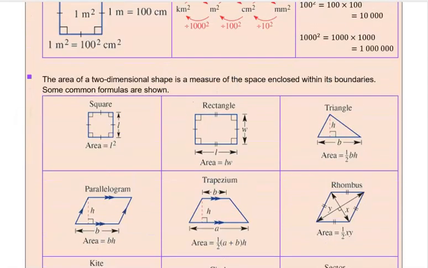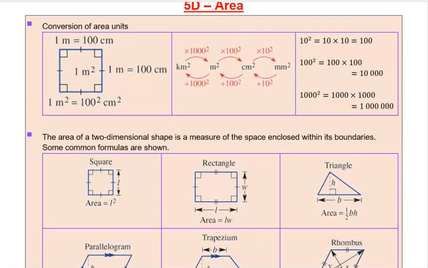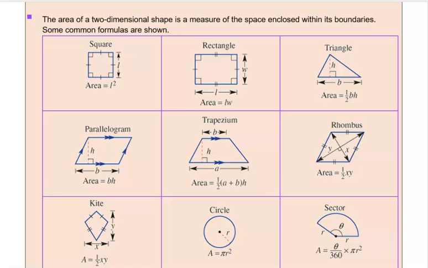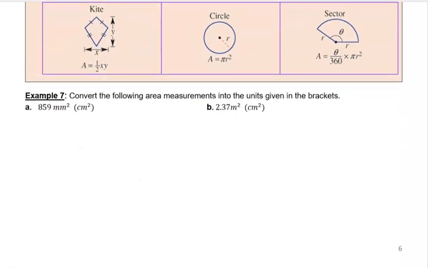So if we were to look at 1 square meter, 1 meter as a line has 100 centimeters in it, but 1 square meter has 100 times 100 in it. So that's 10,000 centimeters in a square meter. So here we have the formulas for the areas of these different shapes, which we'll employ below. But first we're going to convert.